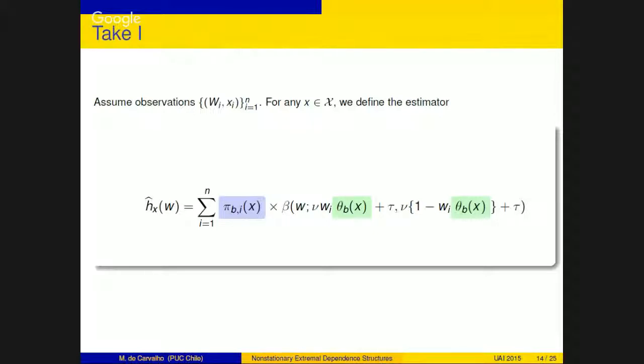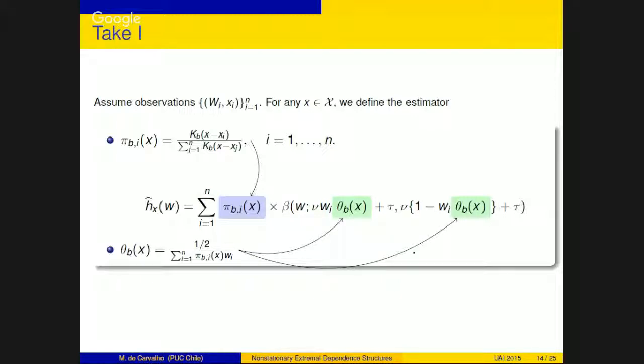Okay? So there are two kernels in this setting. There's a kernel for the 0-1 interval, the part which is for the angles. And there's another kernel hidden in here, which is for doing smoothing in the x direction. I'll open this a bit more. So that's the kernel that is responsible for the smoothing in the x direction, whereas this beta here is the kernel for the w direction. Okay, so we are doing smoothing in two directions.